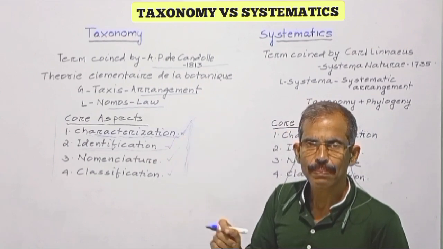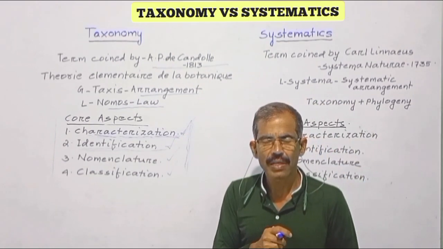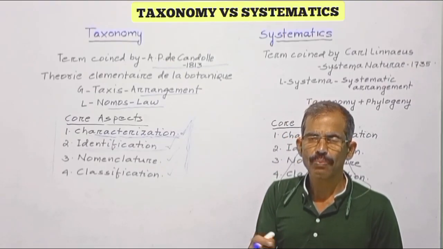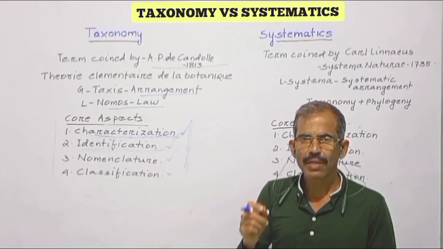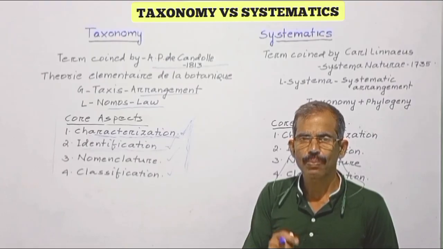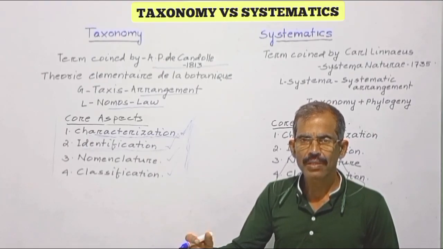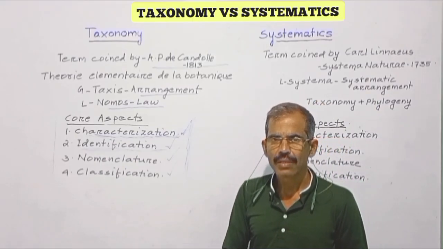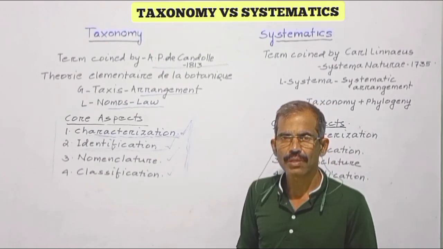In this step, the specimen or the organism is identified by comparing its characteristics with those of already existing organisms or groups of organisms. So, by comparing the characteristics of an organism with already existing organisms or taxonomic groups, we can identify the individual. Third step is nomenclature.